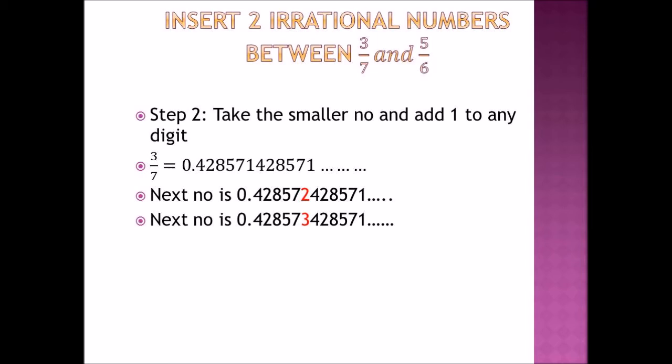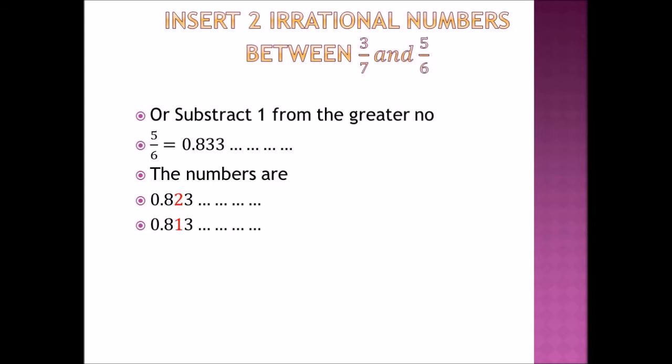I indicated that in red color. So just change one digit in between, and you will get a higher number. And don't subtract from the smaller number. If you subtract, it doesn't become in between the rational numbers. So just add to the smaller number. Or you can do it the other way, subtract from the greater number. In the same way, you can subtract 1 or 2, any number, from any digit of the decimal expansion of the greater number. So these are the two ways we can do it if fractions are given.